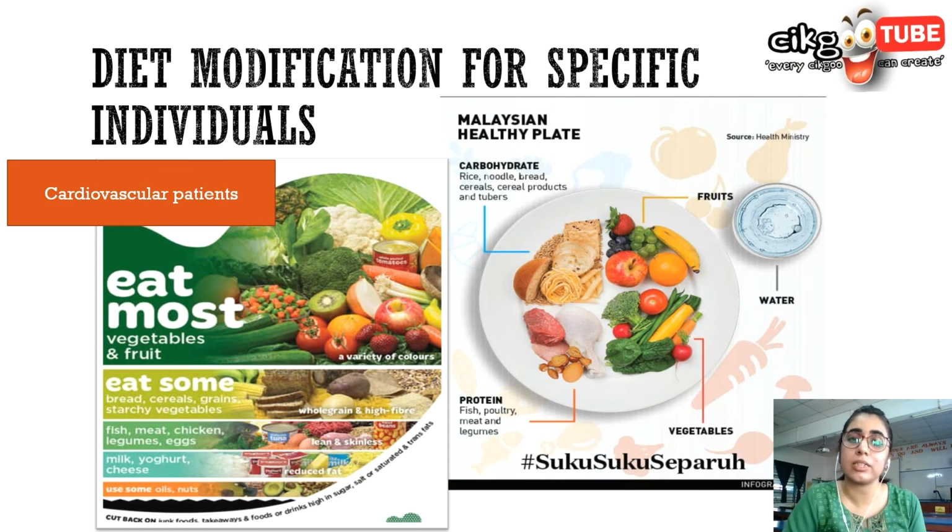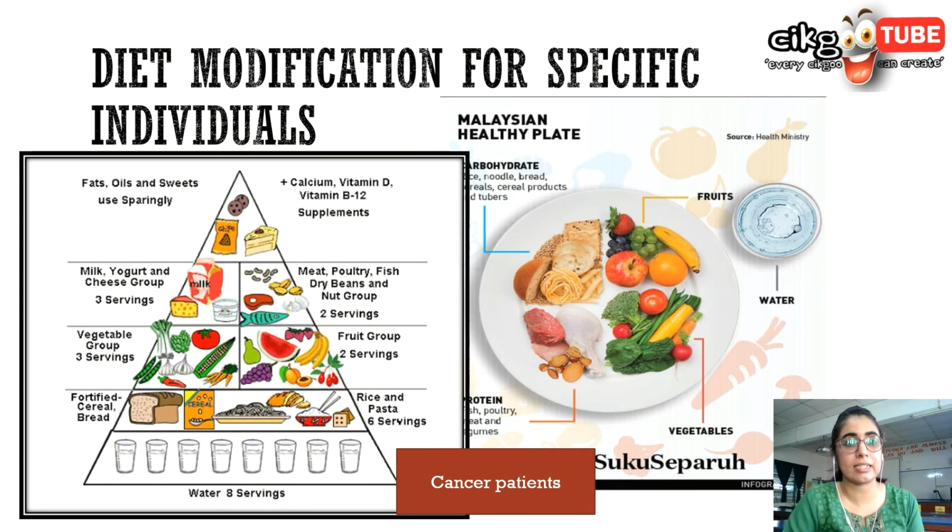And they should also consume white meat proteins such as fish and chicken that are low in fat rather than the red meats. And also they should limit the intake of saturated fat, trans fat, and also cholesterol. Okay. Cardiovascular patients should also reduce the intake of sodium, which is table salt, soy sauce, MSG, okay, because sodium actually increases blood pressure. And lastly, cancer patient.